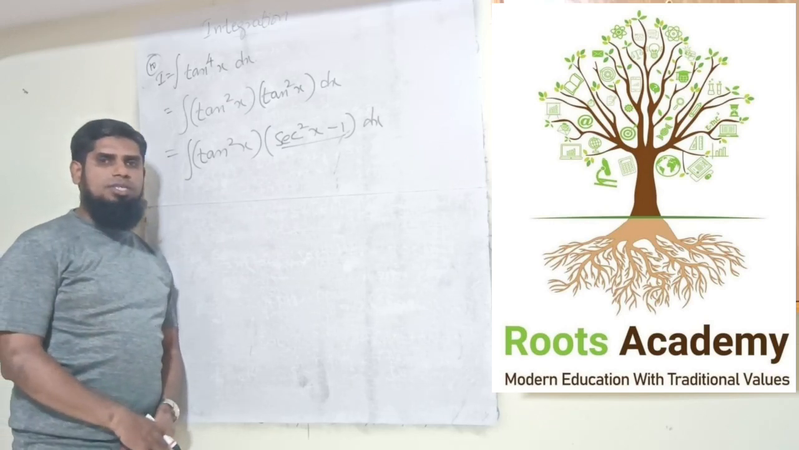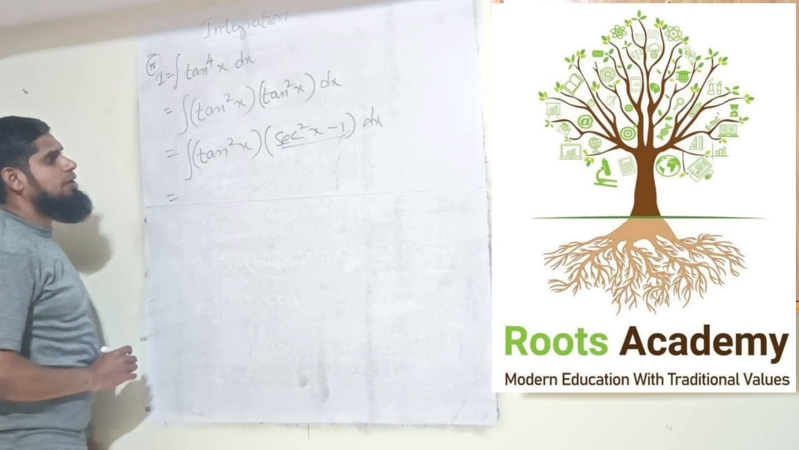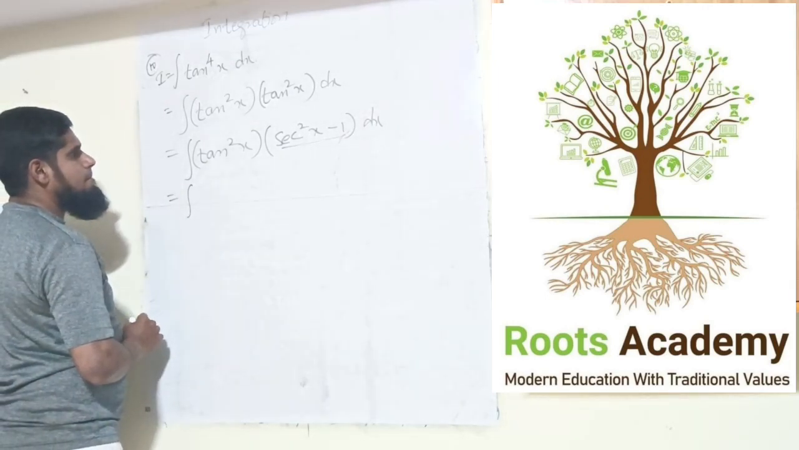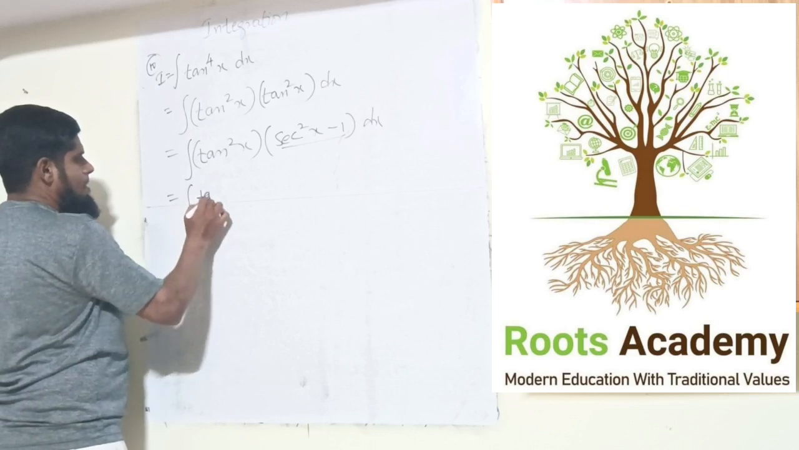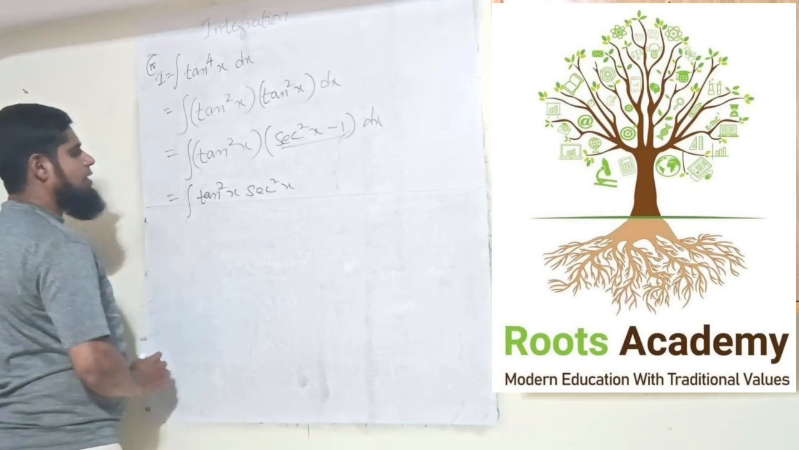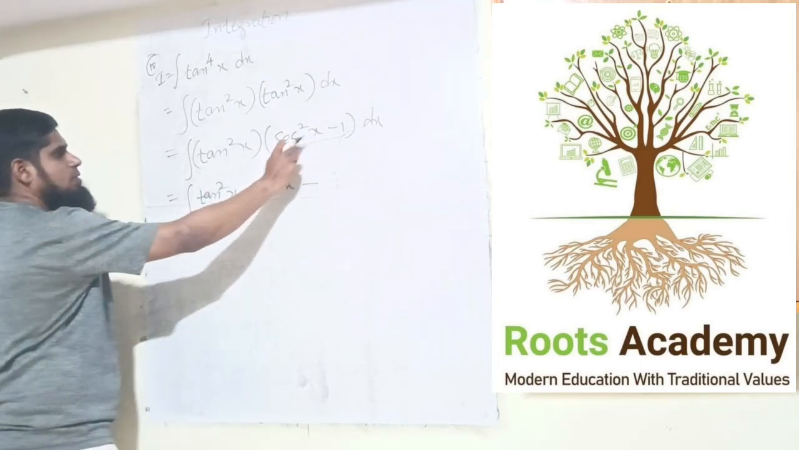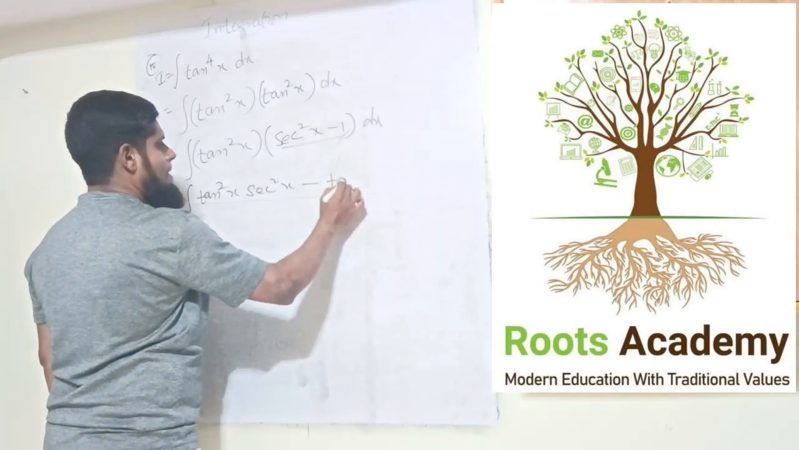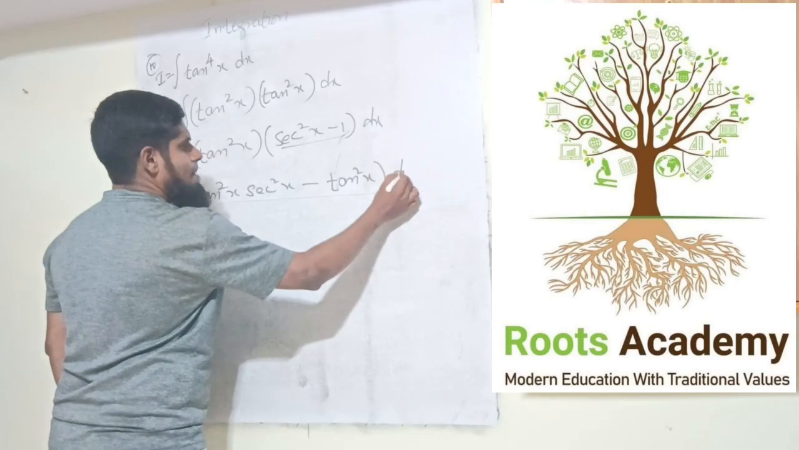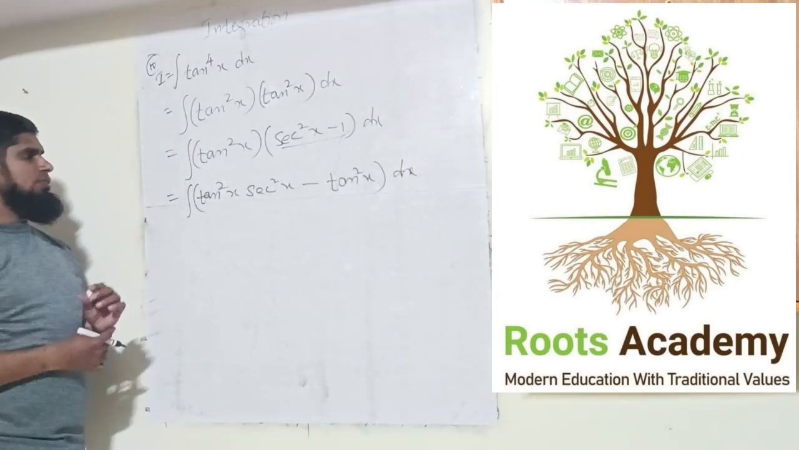Now we will do simple multiplication here. What is the simple multiplication we will get here? Tan square x into secant square x minus tan square x dx after multiplication.